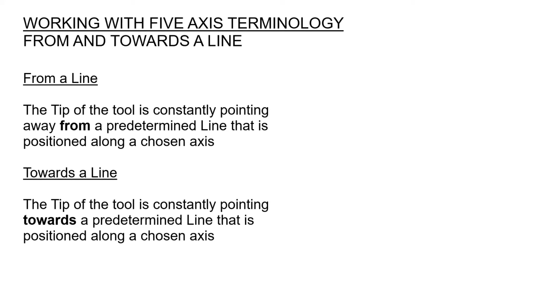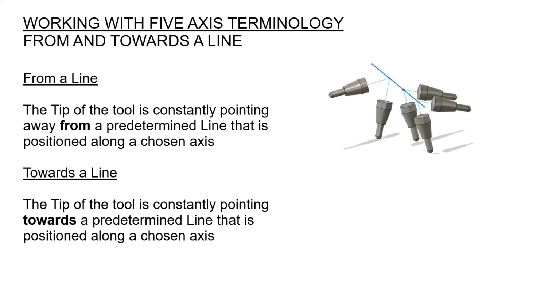From a line is when the tip of the tool is constantly pointing away from a predetermined line that is positioned along a chosen axis. In the first picture, we can see that as the tool moves along a chosen axis, the tip of the tool is constantly pointing away from the predetermined line.